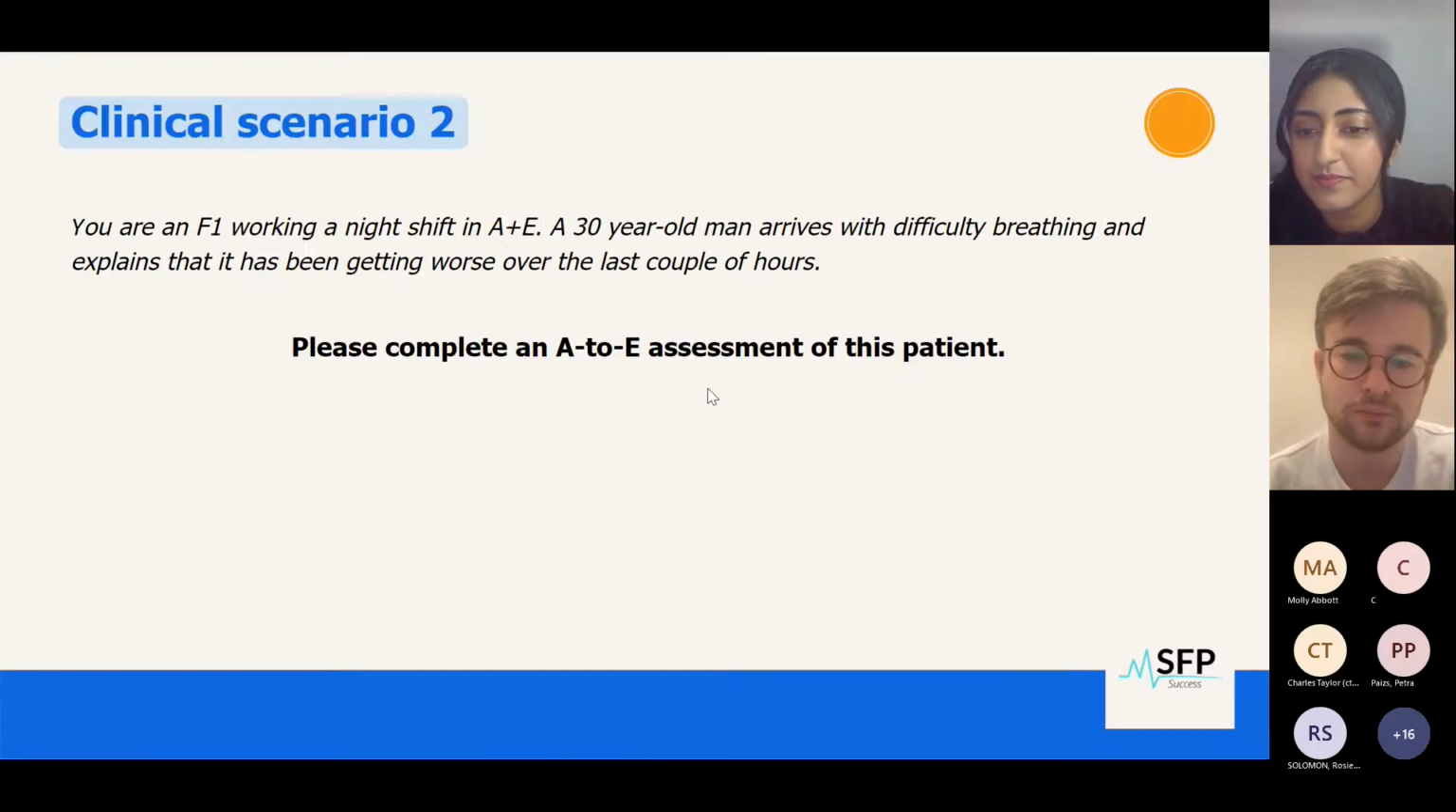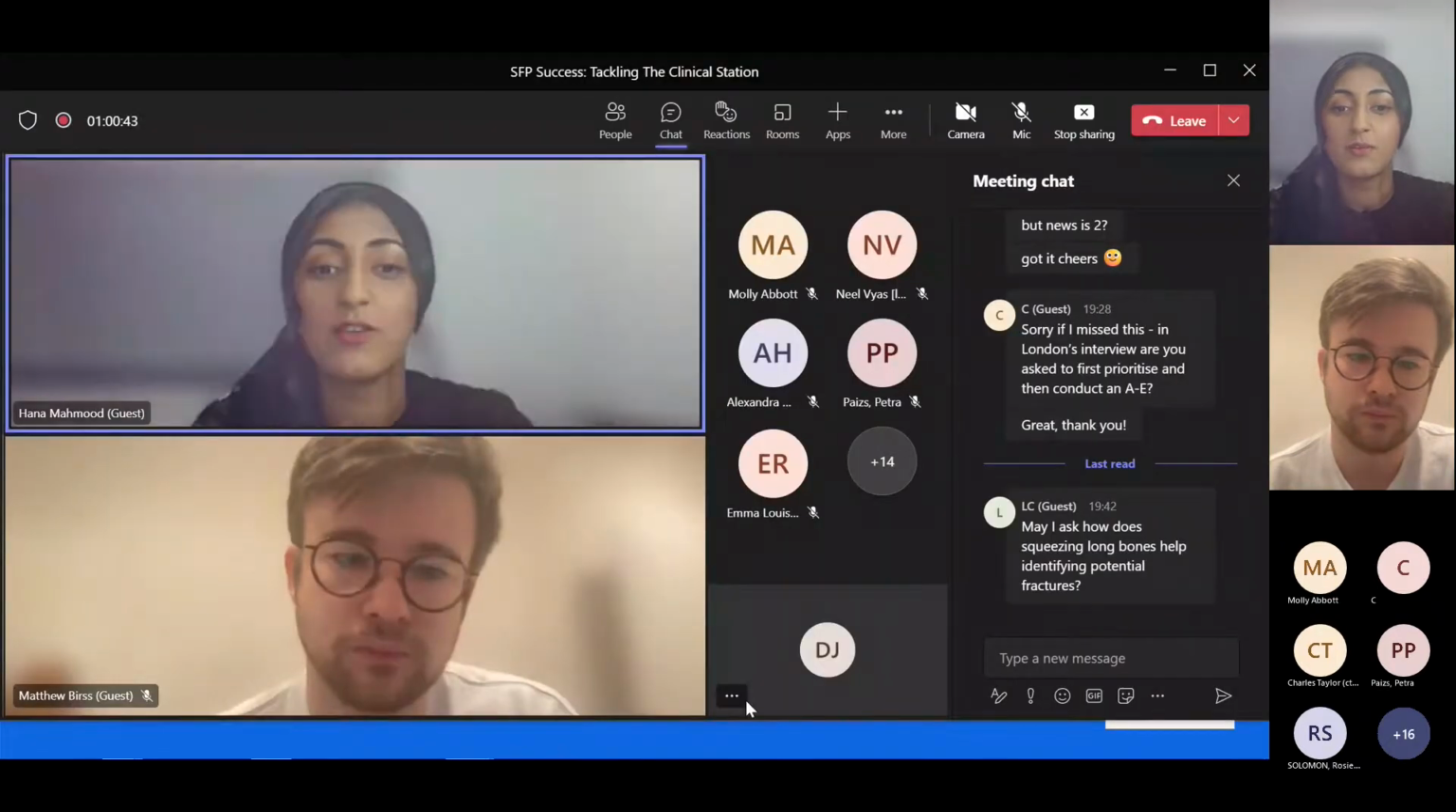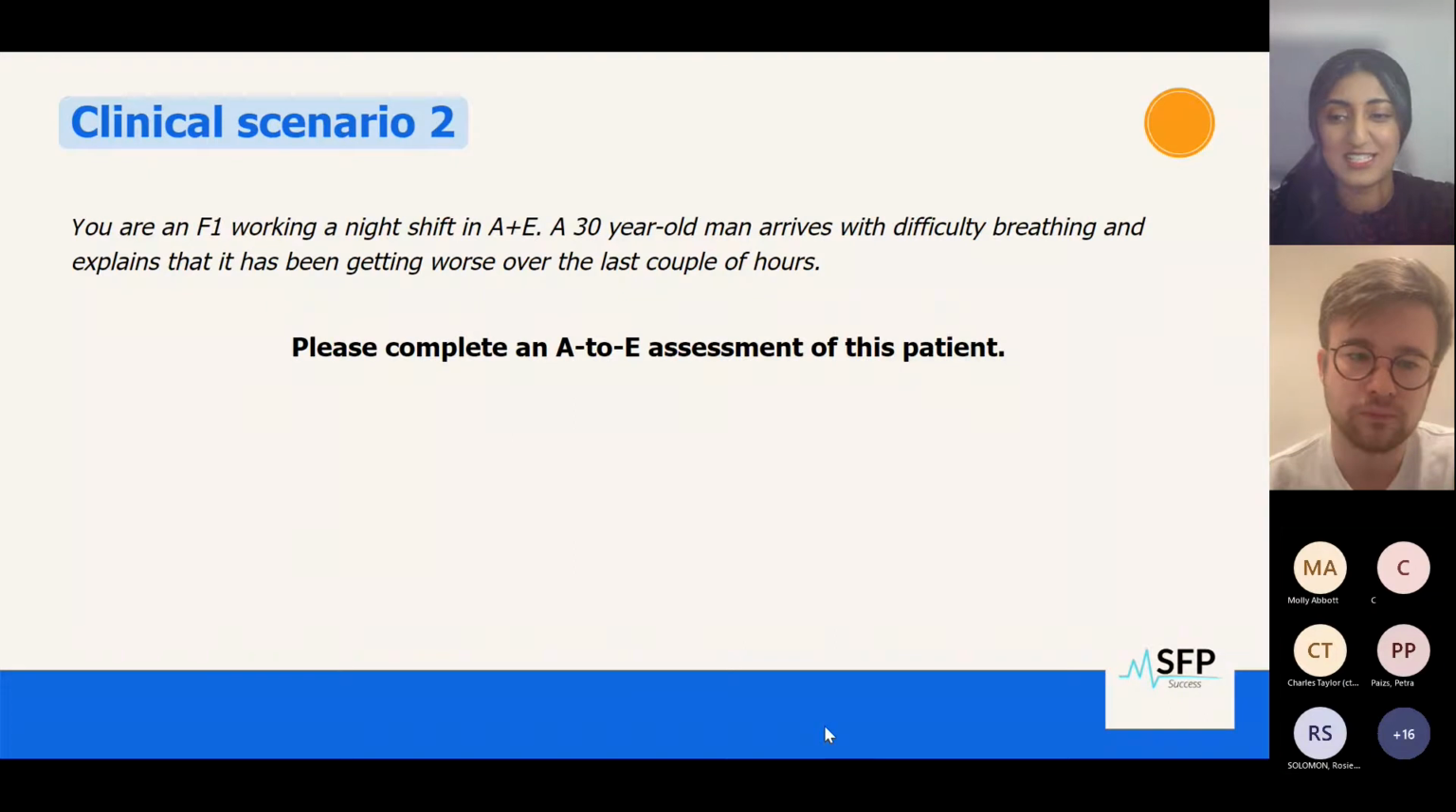The question was, may I ask how does squeezing long bones help identify potential fractures? So if you squeeze the long bone and the patient says, ow, there's likely to be a risk of a fracture. So it's a crude way to measure whether you would want to then proceed with any x-rays.